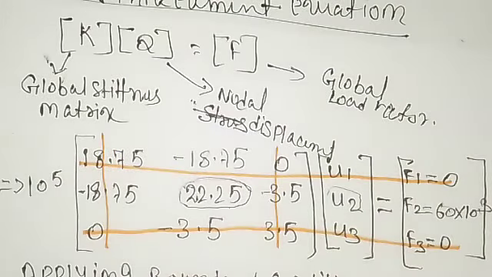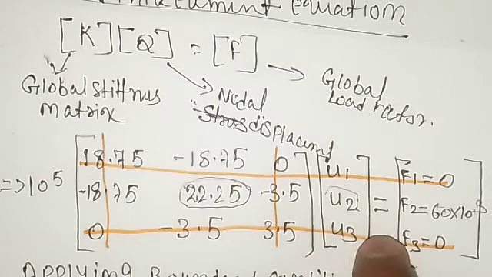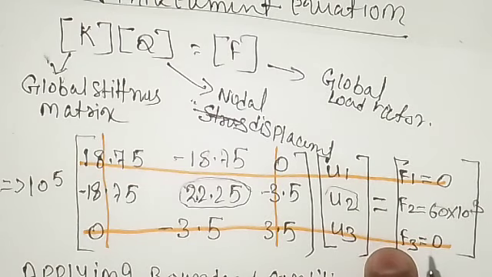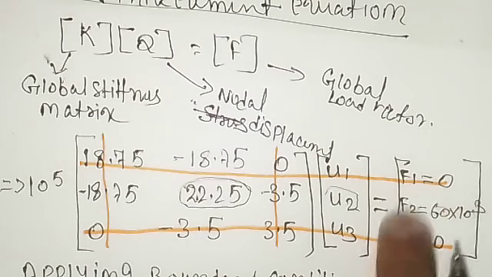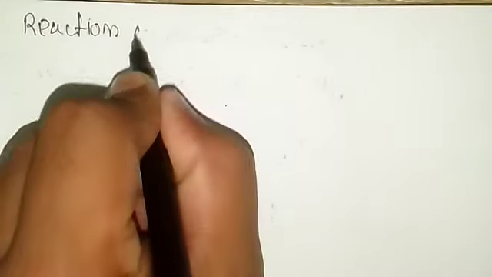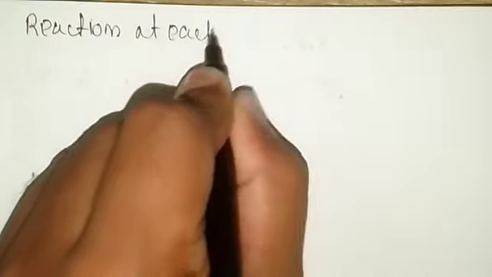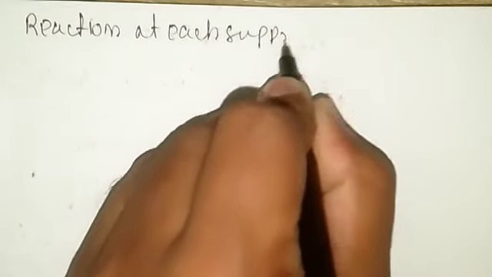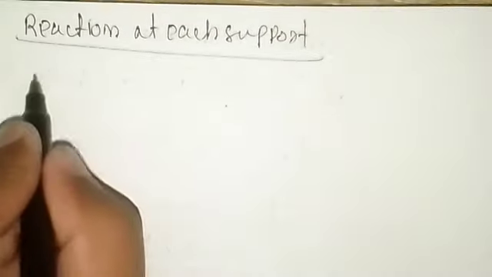For finding the reaction, again you have to write down this equation, but in place of F1 we will write R1 and in place of F3 we will write R2, right? And here we will write the same, that is 60 into 10 to the power of 3. So now you can say, reaction at each support, right? So how will you write that?